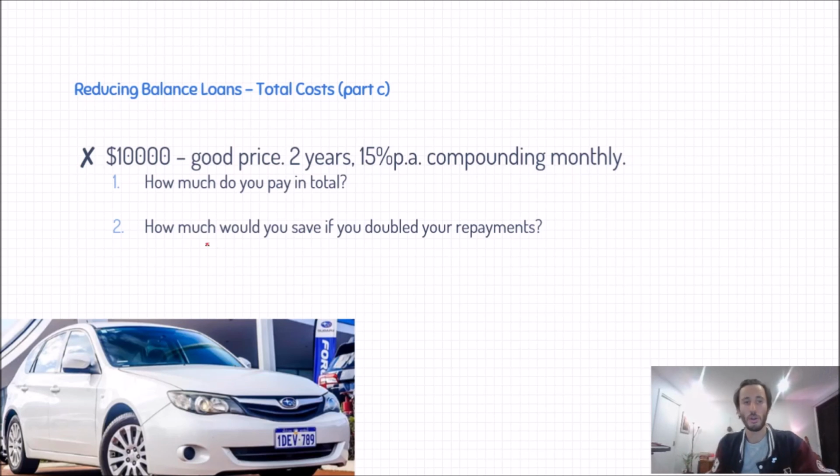What we need for the total amount paid is our payment times our N. So the payment that you're paying each month times the number of months that you're paying it. We know N is equal to 24 because it's 2 years compounding monthly. Our payment is something that we need Finance Solver to calculate.